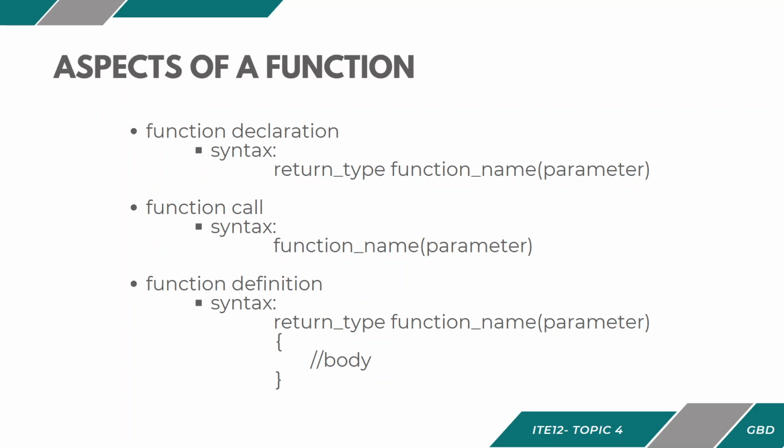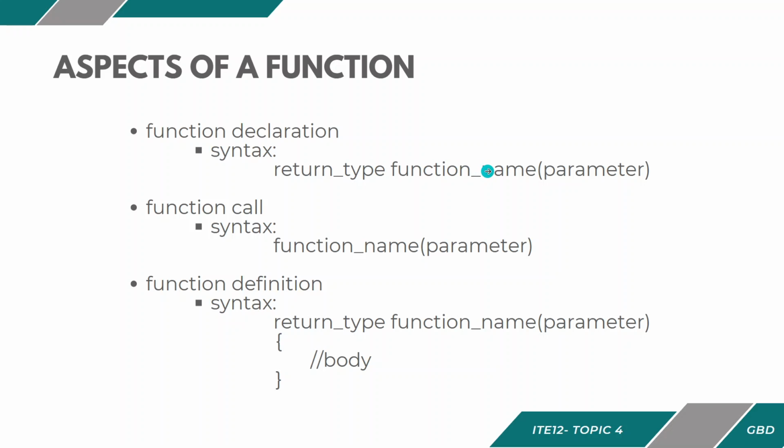So we have aspects of a function. We have a function declaration. This is how you declare a function. First, you have to indicate the return type of the function. If there is one, it can be integer, float, or void as a return type, which does not basically return a value, just stores the value.